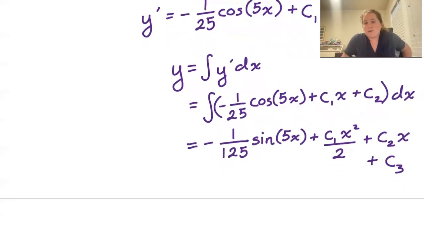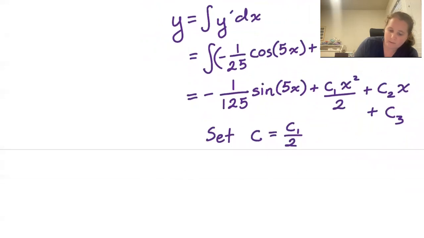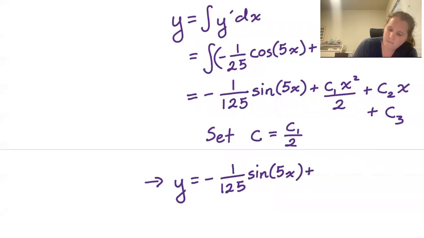For the sake of simplifying things, c1/2 is also just a constant. Since c1 can be any constant, we can absorb that divided by 2 into our c1. So let's just go ahead and set c equal to c1/2. Then we wind up getting that y is equal to negative 1/125 sine of 5x plus cx squared plus c2x plus c3.